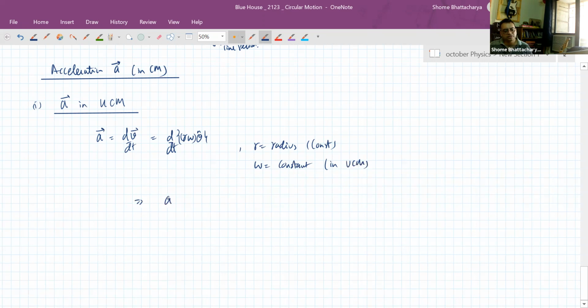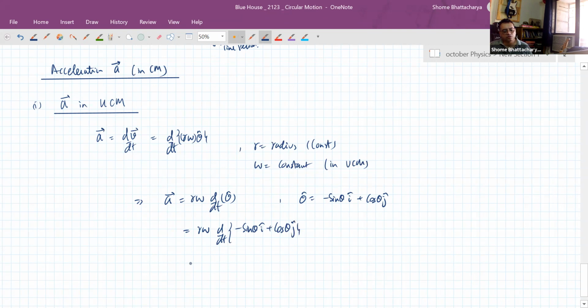So the acceleration directly becomes r omega into rate of change of theta cap. Now theta cap is the tangential unit vector which is changing with respect to time, because it's all the time turning as the particle is turning. So this becomes rate of change of minus sine theta i cap plus cos theta j cap.